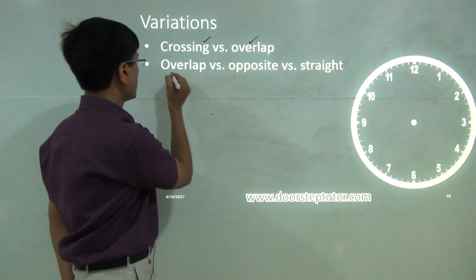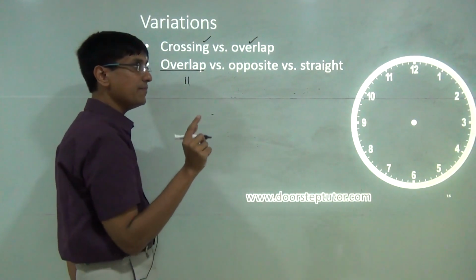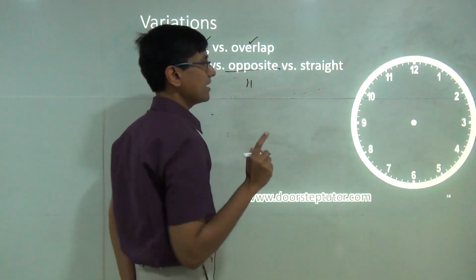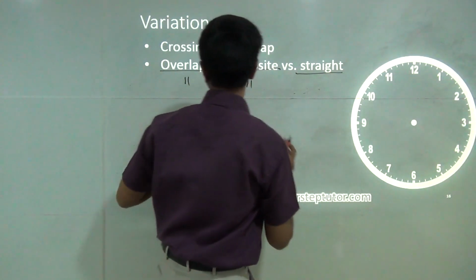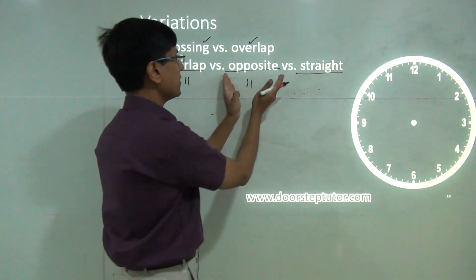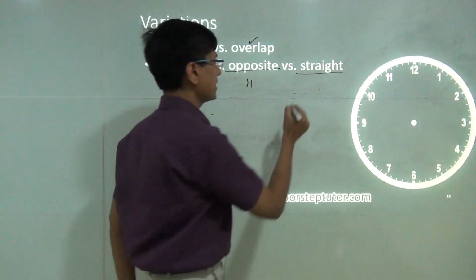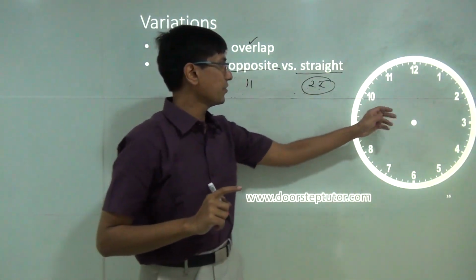Notice that. When the hands are overlapping, it happens 11 times in a 12 hour period. When the hands are opposite, that also happens 11 times in a 12 hour period. And the hands are in a straight line either when they are overlapping or when they are opposite to each other. In both of these cases they are in a straight line. So they are in a straight line 22 times in a 12 hour period.